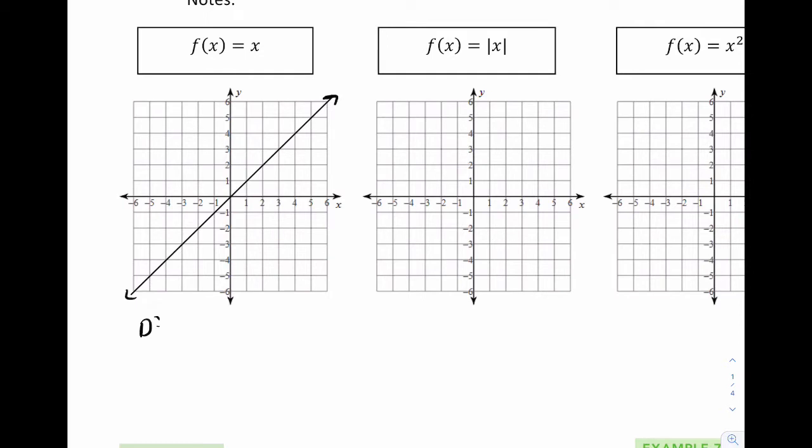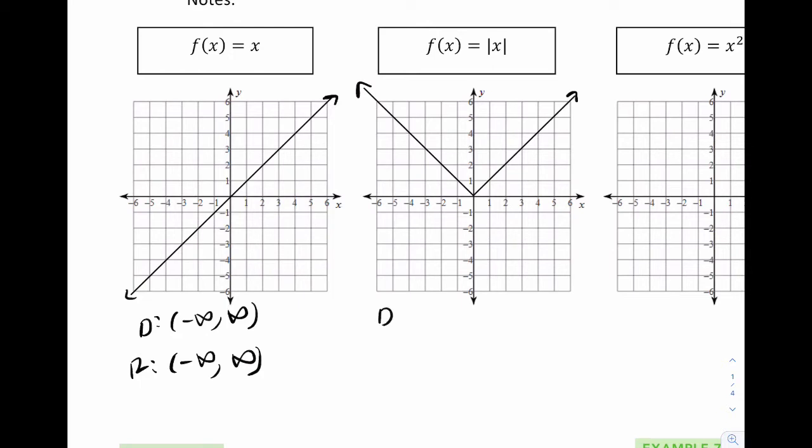Your domain is going to be all real numbers, and your range, of course, is all real numbers. For absolute value, recall you're going to have a V like this, and your domain here, once again, all real numbers. But your range is going to be 0 to infinity.